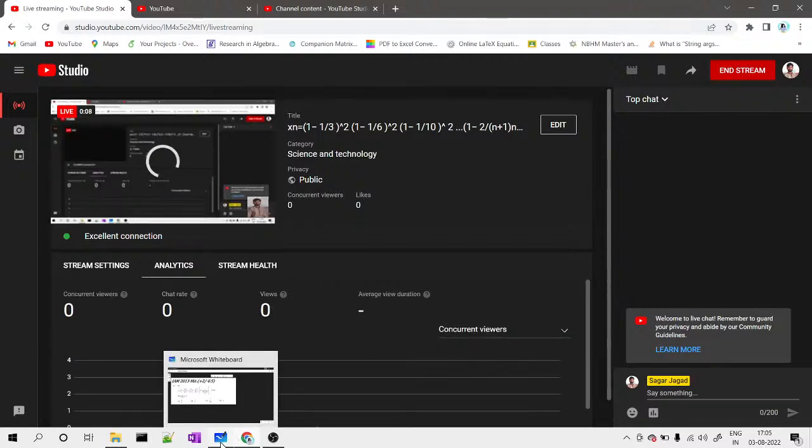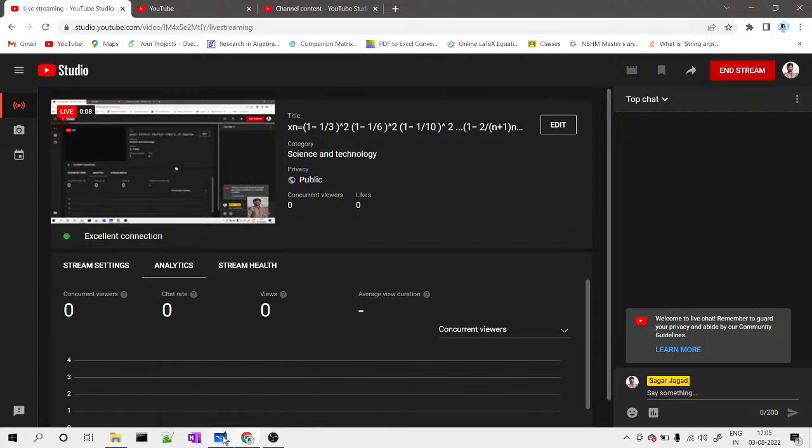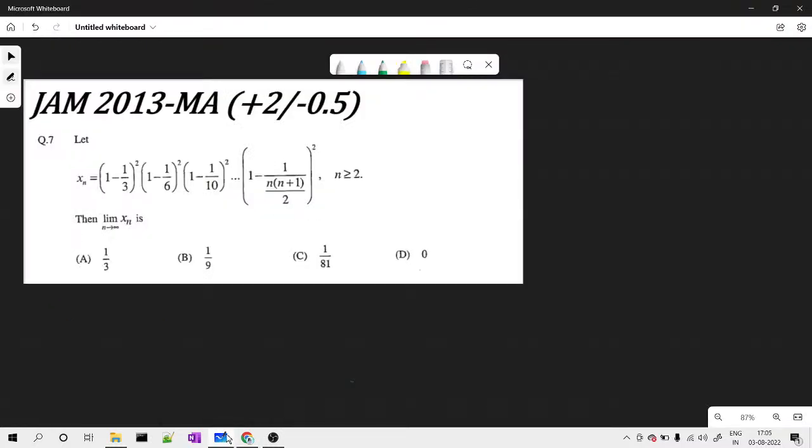As I discussed in my previous video, we will be discussing this problem. This is one of the problems of JAM 2013, the mathematics paper. It was asked for 2 marks, and if you choose a wrong option, you will get a minus half. The question is based on the sequence.